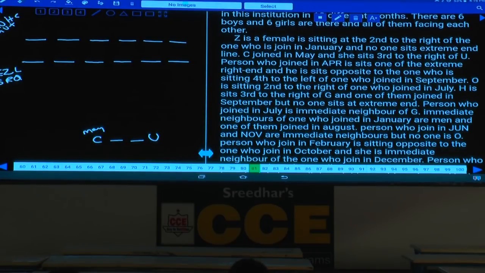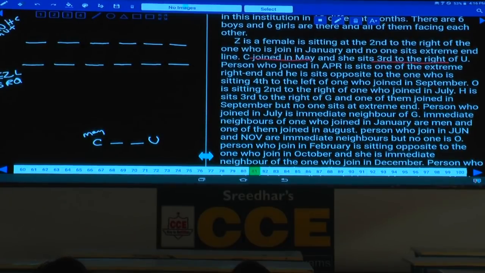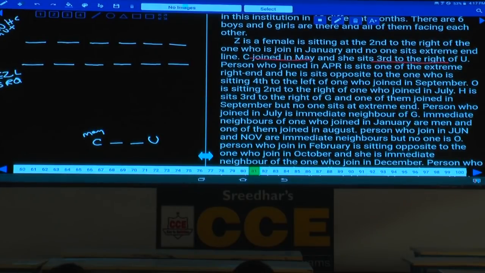The person who joined in April sits at one of the extreme right ends. April sits at one of the extreme right ends, and he sits opposite to the one who is sitting fourth to the left of the one who joined in September, isn't it?